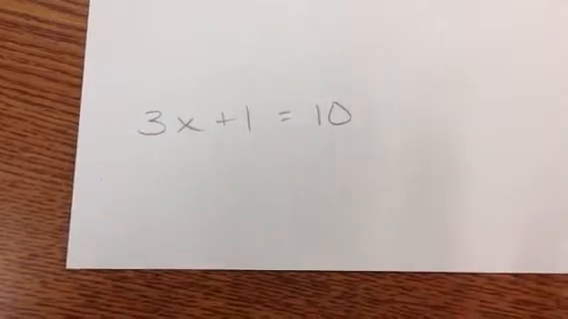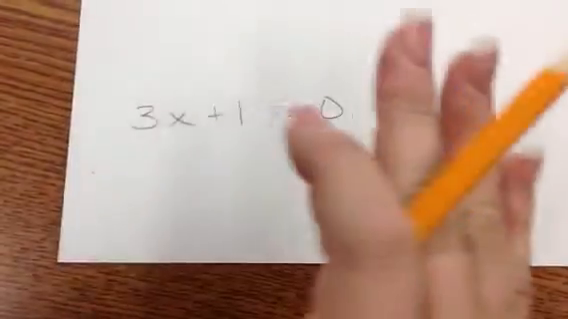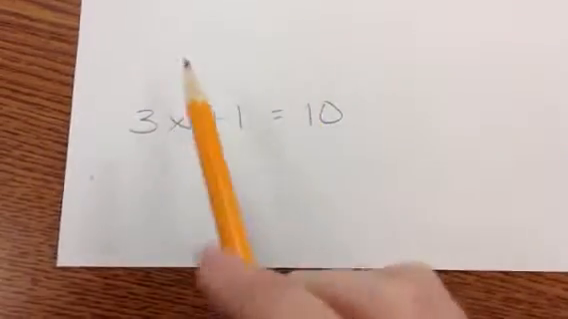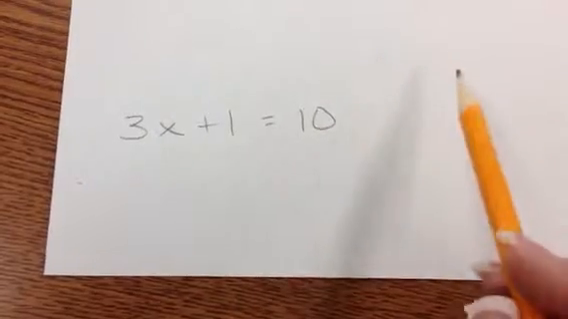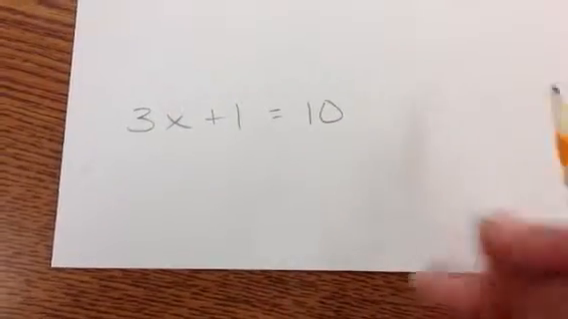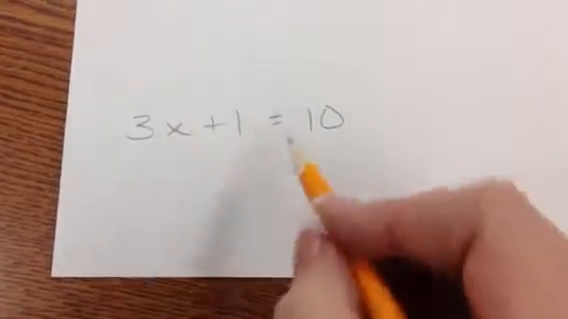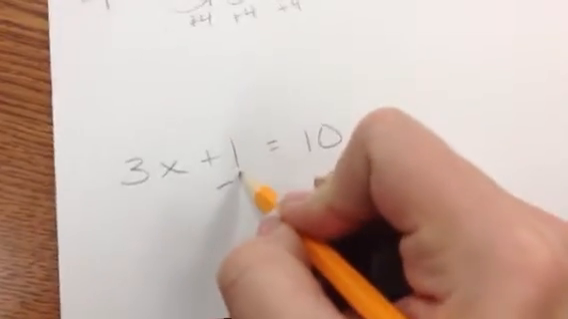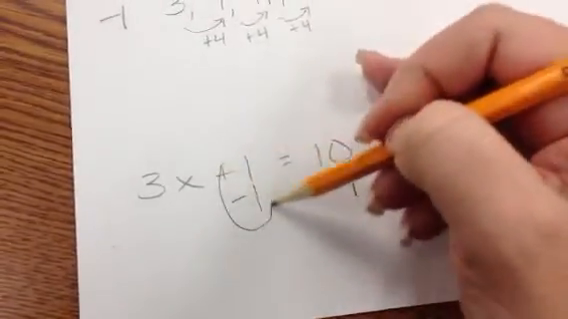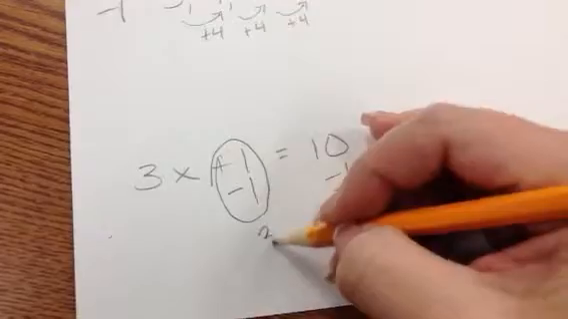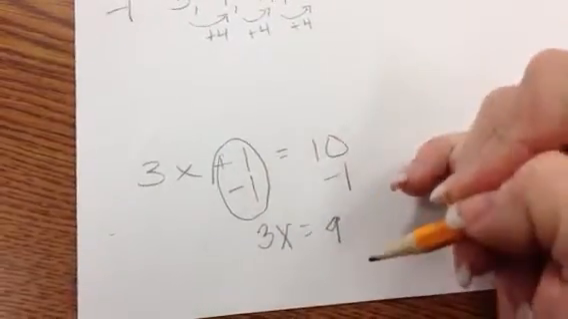The first thing you want to do is look at your picture. If your picture has stuff that's the same on both sides, let's say it has squares on one side and squares on the other side, well, you're going to want to take those away, get rid of them because they're the same on each side and it's still balanced. In this particular case, we want to subtract 1 from each side, and that's going to create for us a 0 pair. So then 3x is equal to 9. 10 minus 1 makes 9.